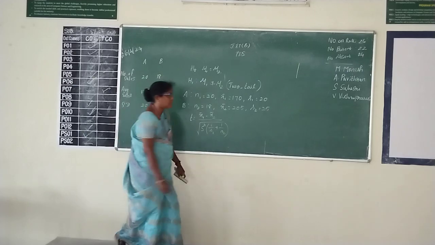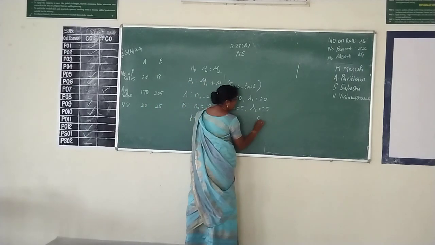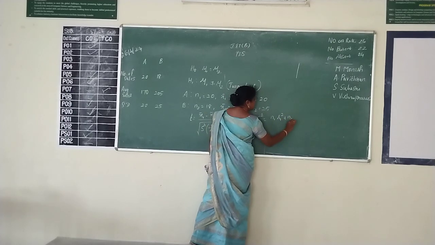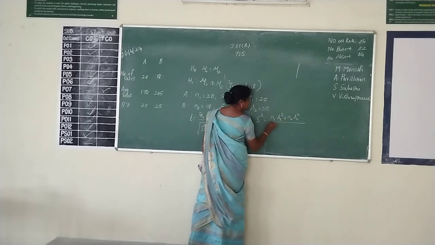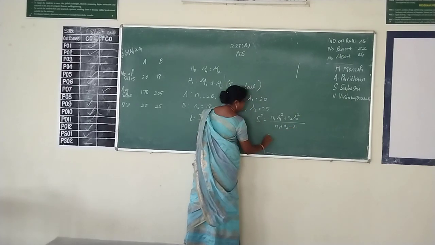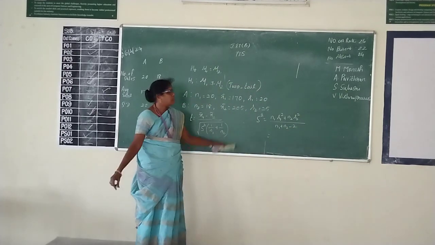So calculate that one. Capital S square equal to n1 s1 square plus n2 s2 square divided by n1 plus n2 minus 2. Here be careful now.